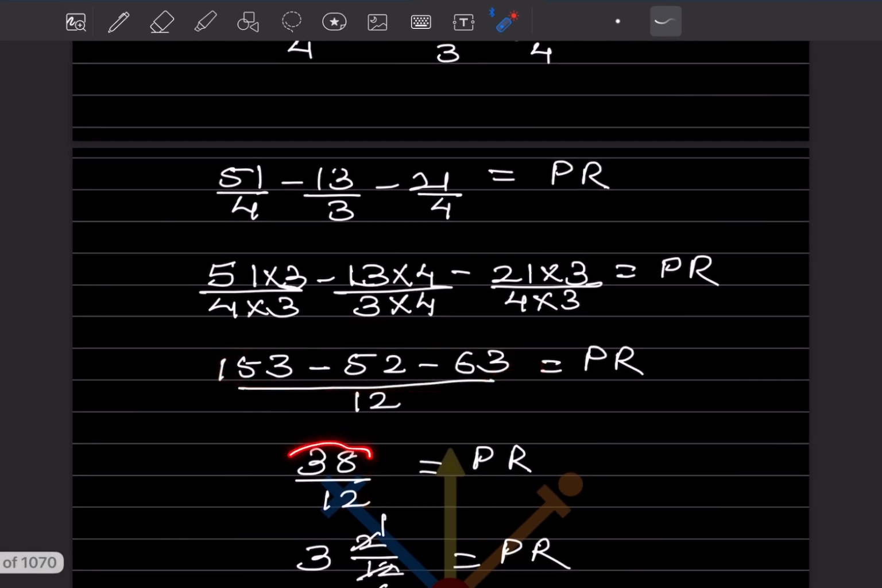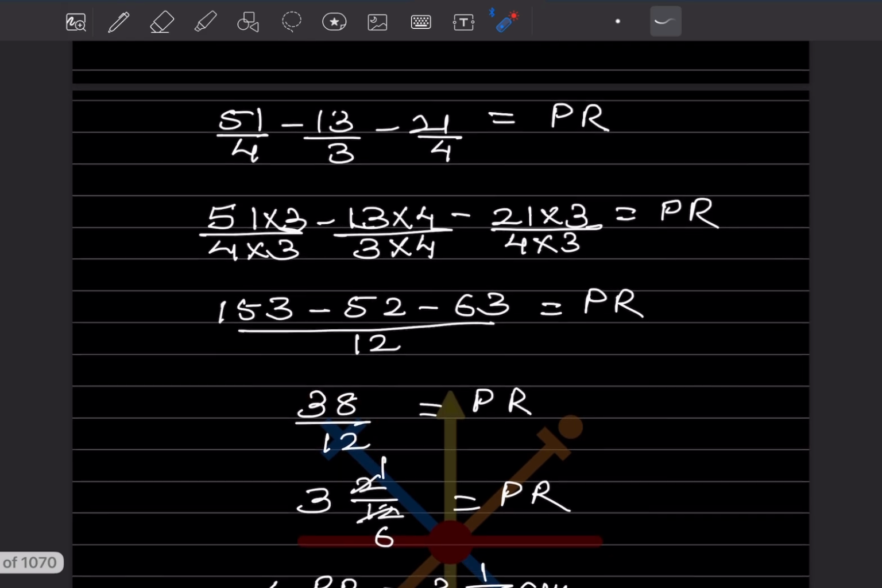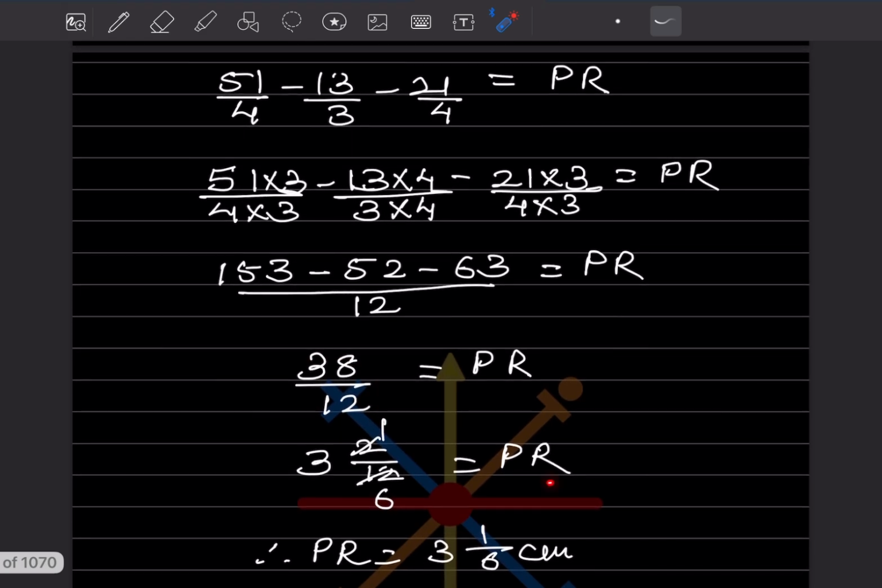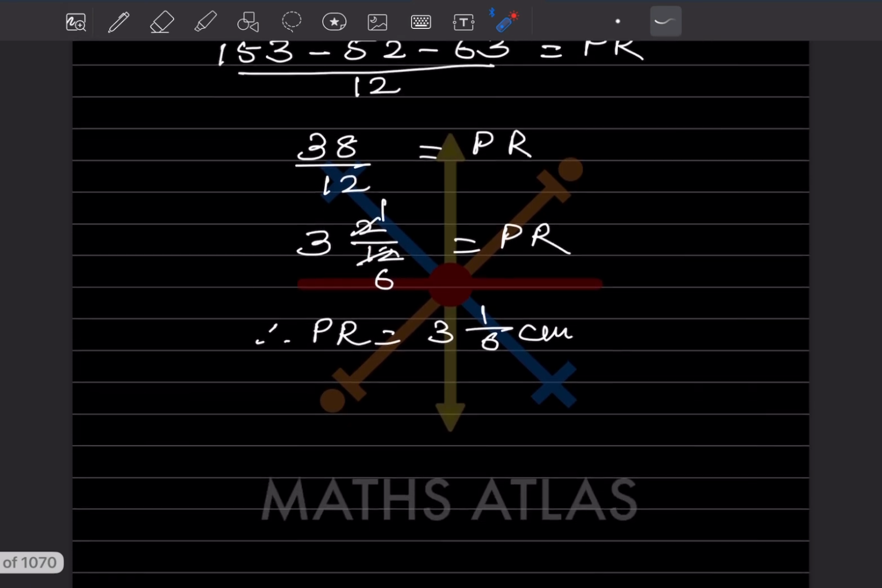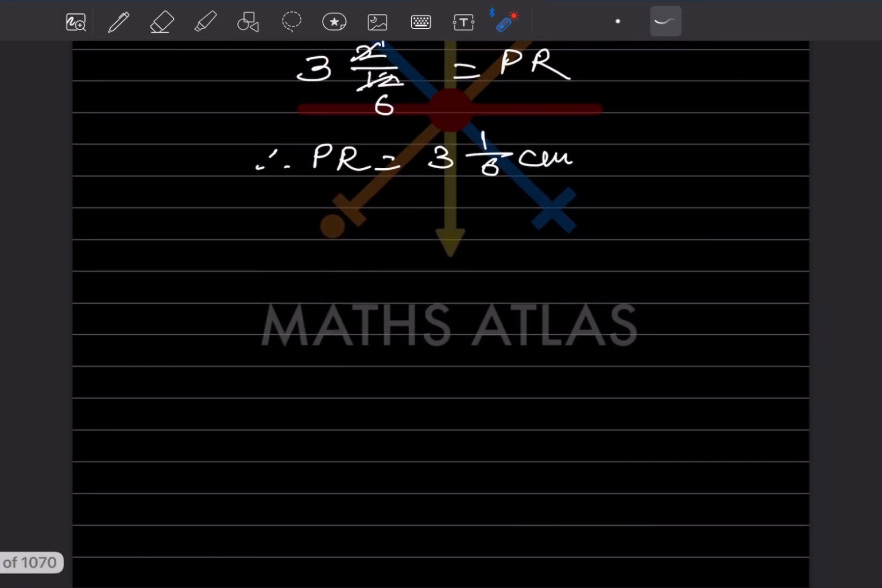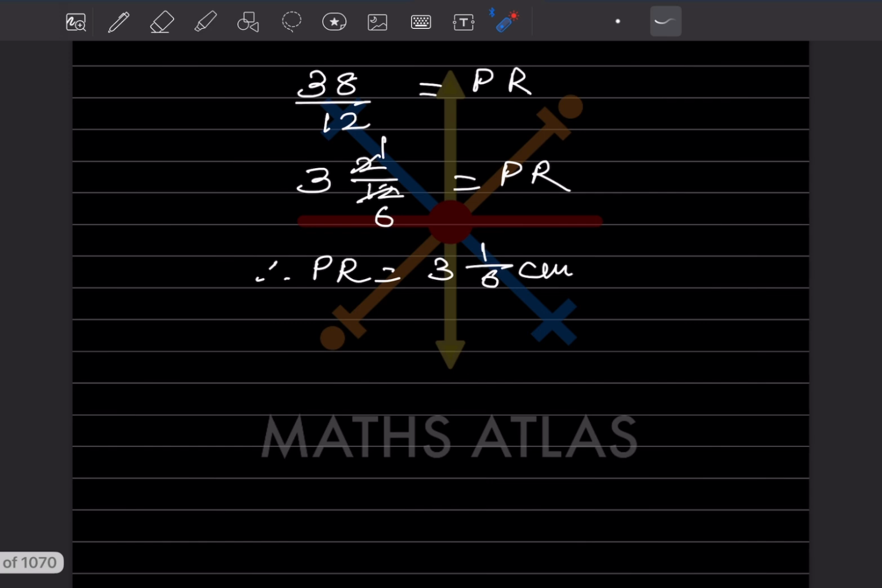Again, this is an improper fraction, so you have to make it a mixed fraction. That is PR. Now see here, this comes to 3 and 2 by 12. So this can be further simplified. So that is going to be 3 and 1 by 6 centimeters. So PR is 3 and 1 by 6 centimeters. So by this, we have completed today's work.